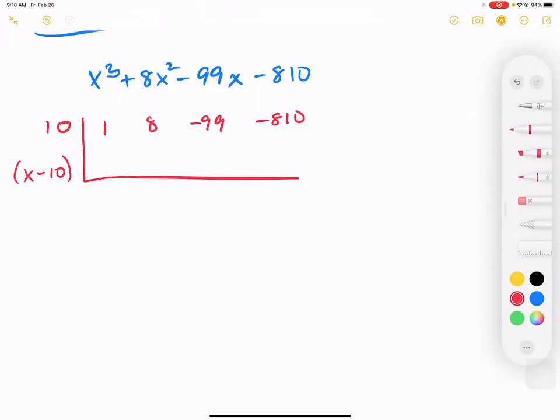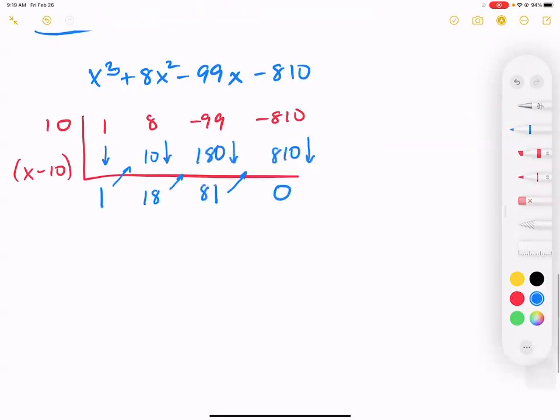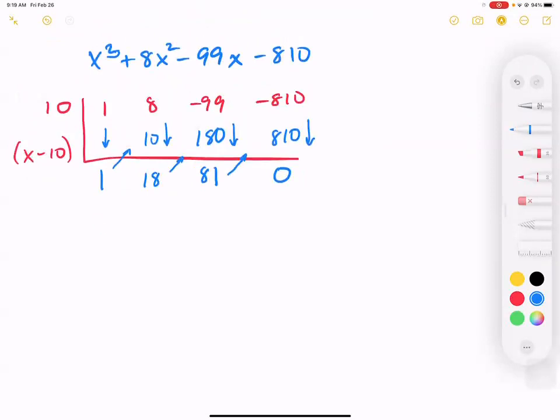Okay, I want you guys to go ahead and do synthetic division on this yourself, if you guys remember how. Let's give you guys 15 seconds. Okay, let's see if you guys are done with that. 1, 10, 18, 180, 81, 810, and 0. If you guys are able to finish that in 15 seconds, great job. We are left with x squared plus 18x plus 81.